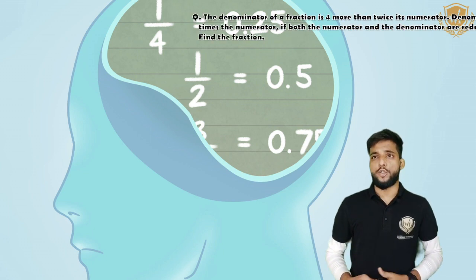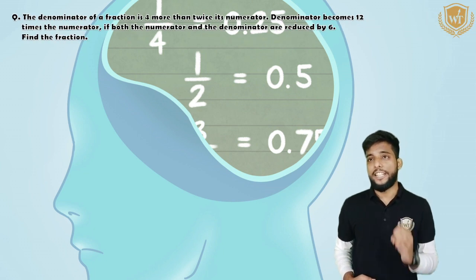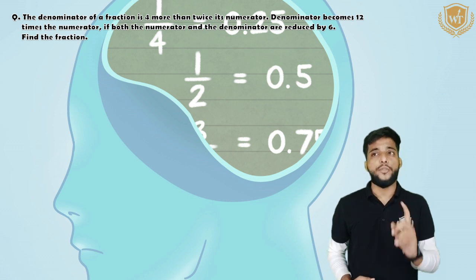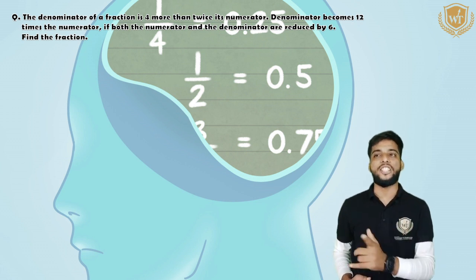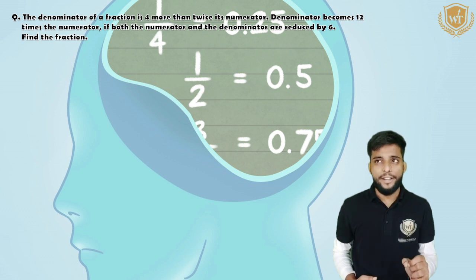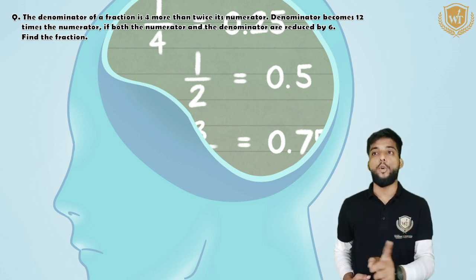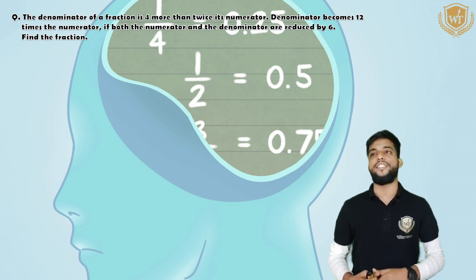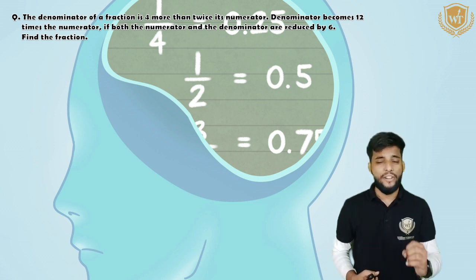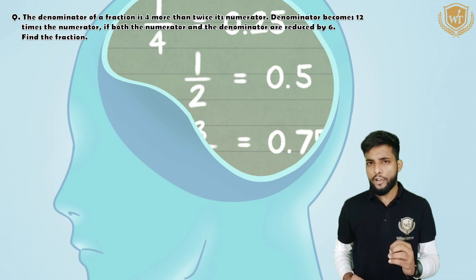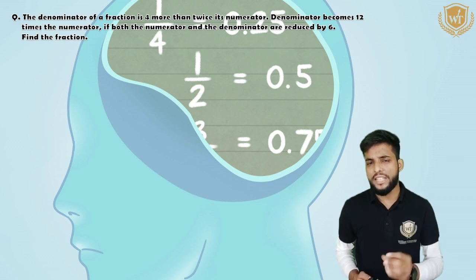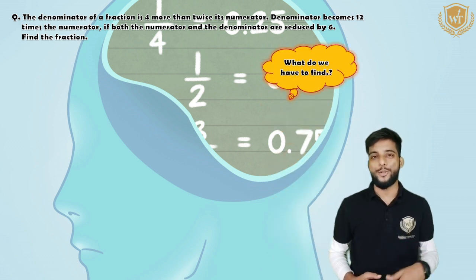Let us start with the question students. The question is, the denominator of a fraction is 4 more than twice its numerator. The denominator becomes 12 times the numerator if both the numerator and the denominators are reduced by 6. Find the fraction. So whenever we have a word problem, the first thing that we do is cross question.